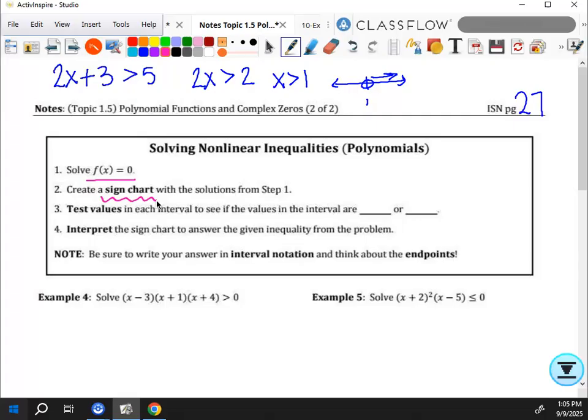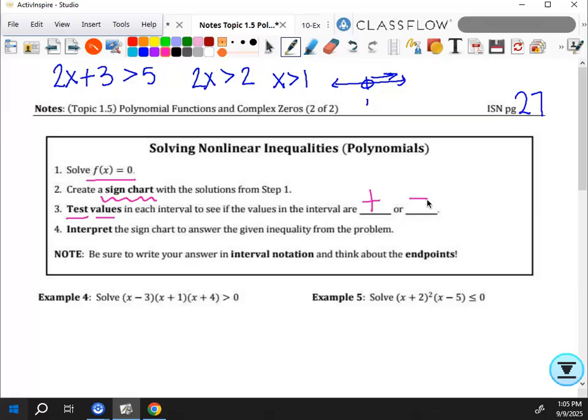And then we're going to test values in each interval to see if the values in the interval are positive or negative, right? And that's all we care about. So if I said, we're going to multiply negative 17 times negative 583, what's something you can tell me about the answer? Negative 17 times negative 583. It's positive, right? I don't care about the actual number. I care about if it's negative or positive. Does that make sense? So it doesn't even matter. Even if we're multiplying easy numbers, we don't care.